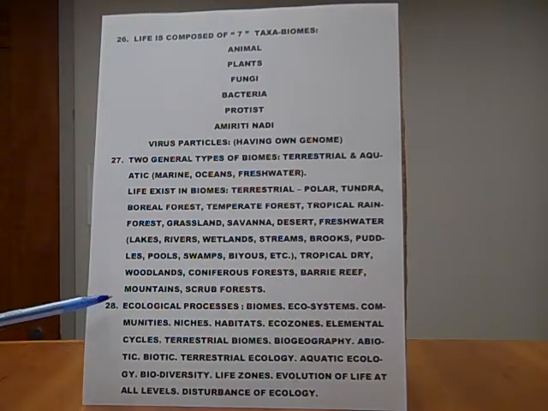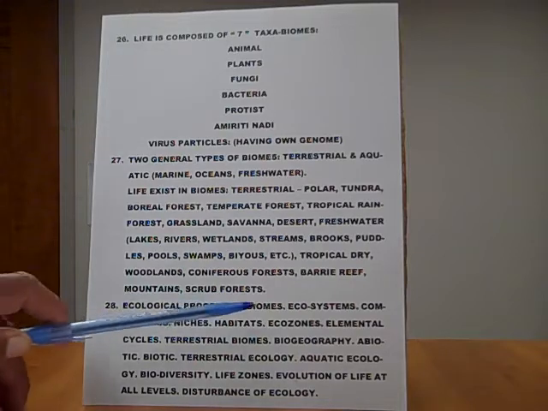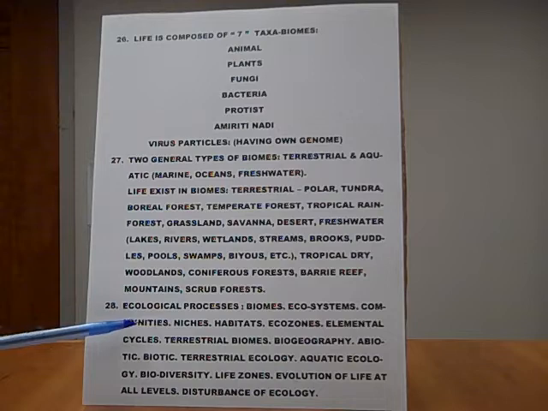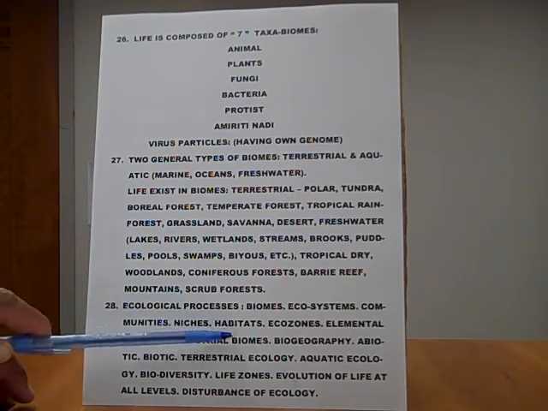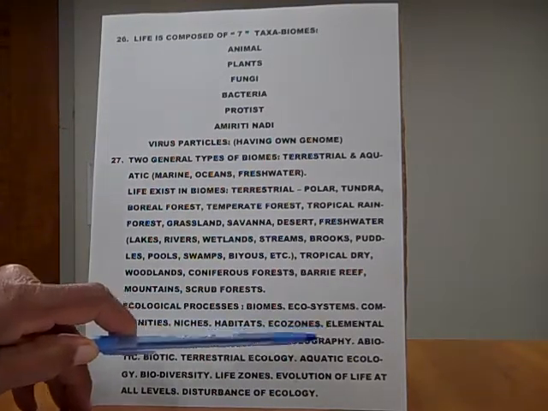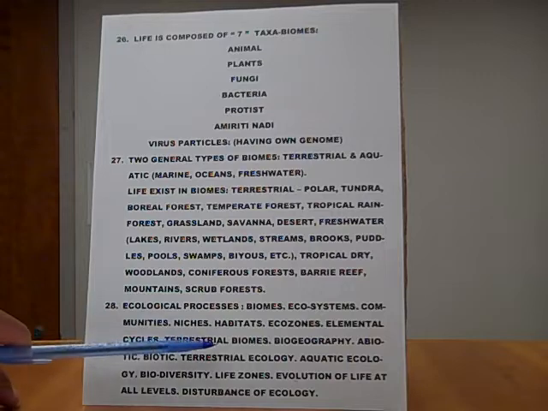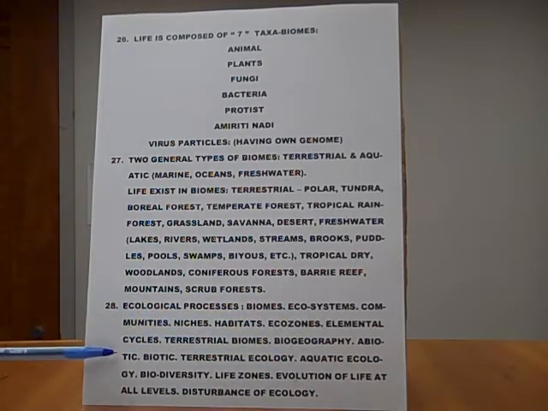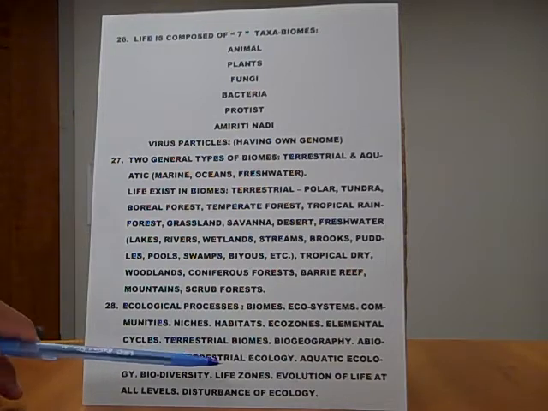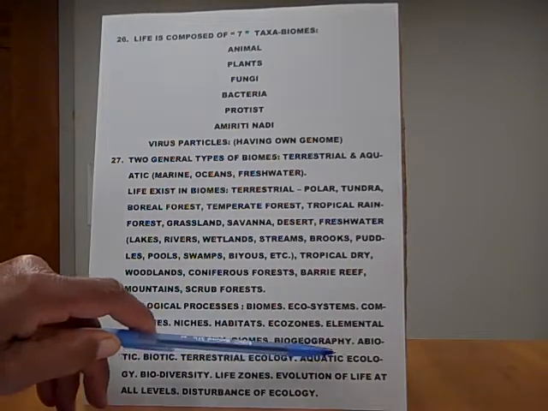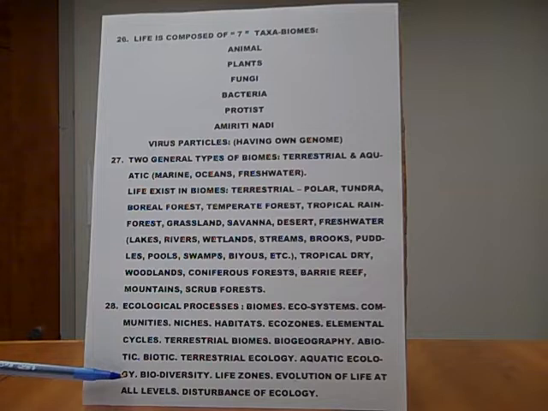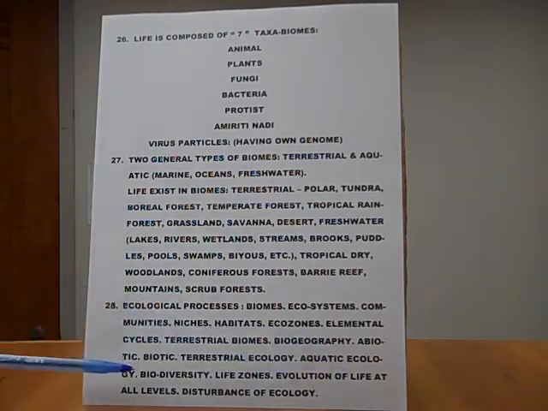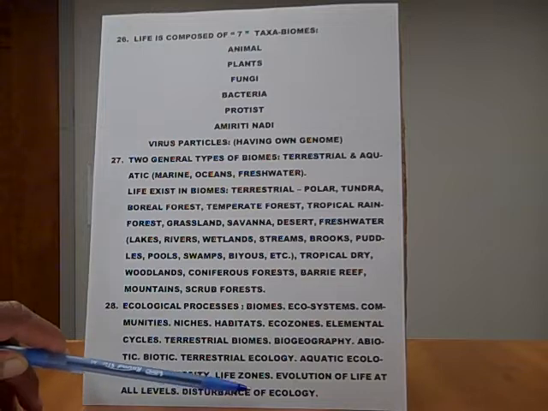Number 28, ecological processes: biomes, ecosystems, communities, niches, habitats, ecozones, elemental cycles, terrestrial biomes, biogeography, abiotic, biotic, terrestrial ecology, aquatic ecology, biodiversity, life zones, evolution of life at all levels, disturbance of ecology.